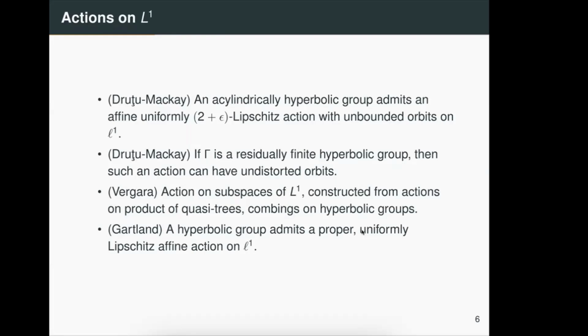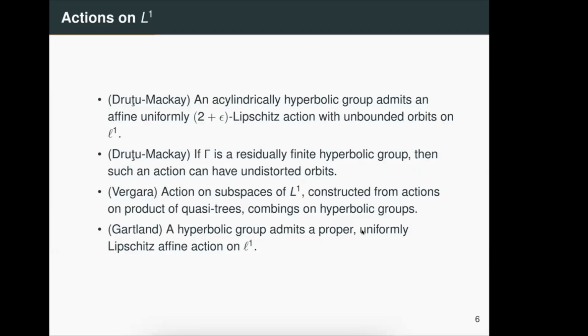And in the special case when the group is residually finite hyperbolic, then you can have an orbit that is quasi-isometric to the group, so completely undistorted orbits into the space. And in the first statement, they even give this very small bound on the Lipschitz constant, 2 plus epsilon. So in the study of these things, how low you can go in the Lipschitz constant so that you can still have an unbounded orbit has some special meaning. It's called the Collins-Hagerup constant. But that's a very refined notion, so let's not go into that.